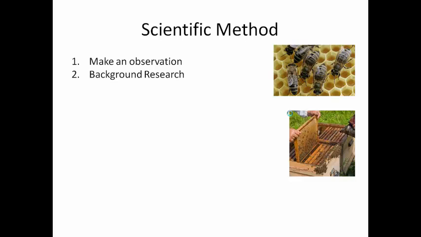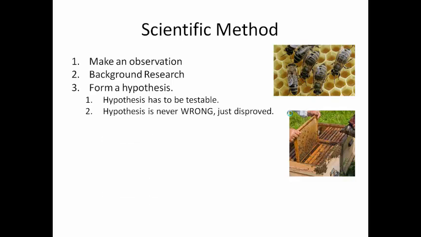So he wanted to use a smaller hive and see if that would help the bees make a little bit more honey. So he formed a hypothesis. The hypothesis was, if I have a smaller hive, if I go to 8 frames instead of 10 frames, then I will have better honey production from my bees. And the hypothesis needs to be testable. He was very specific. He said, if I go to 8 frames, then I will have more honey per the weight of the honey at the end of the year.